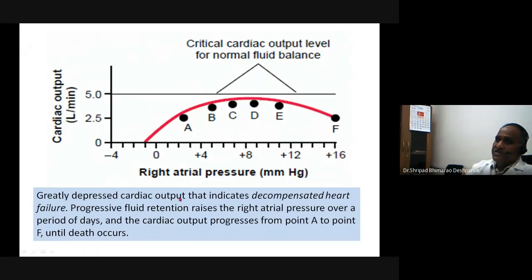So depressed cardiac output indicates a decompensated heart, and progressive fluid accumulation raises the right atrial pressure over a period of days, and the cardiac output progresses from A to F. You can see it goes from here and it falls down and comes to zero.